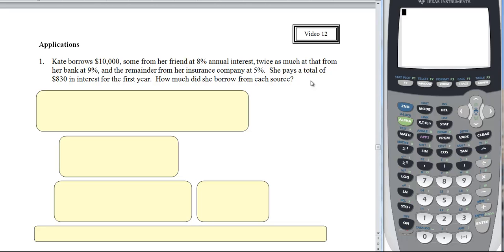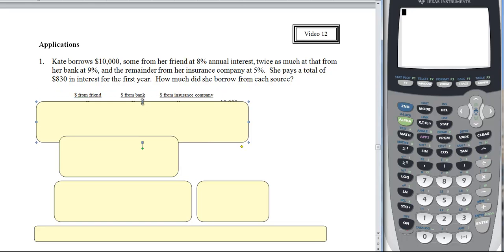When you first read through the problem, you get some idea what's going on. But while you're reading, I need you to pay very, very close attention to the question, the how much or the how many, because that will start your column headings. So how much did she borrow from each source? Well, they're talking about a friend, the bank, and the insurance company. So there's my column headings: money from friend, money from bank, money from insurance company.